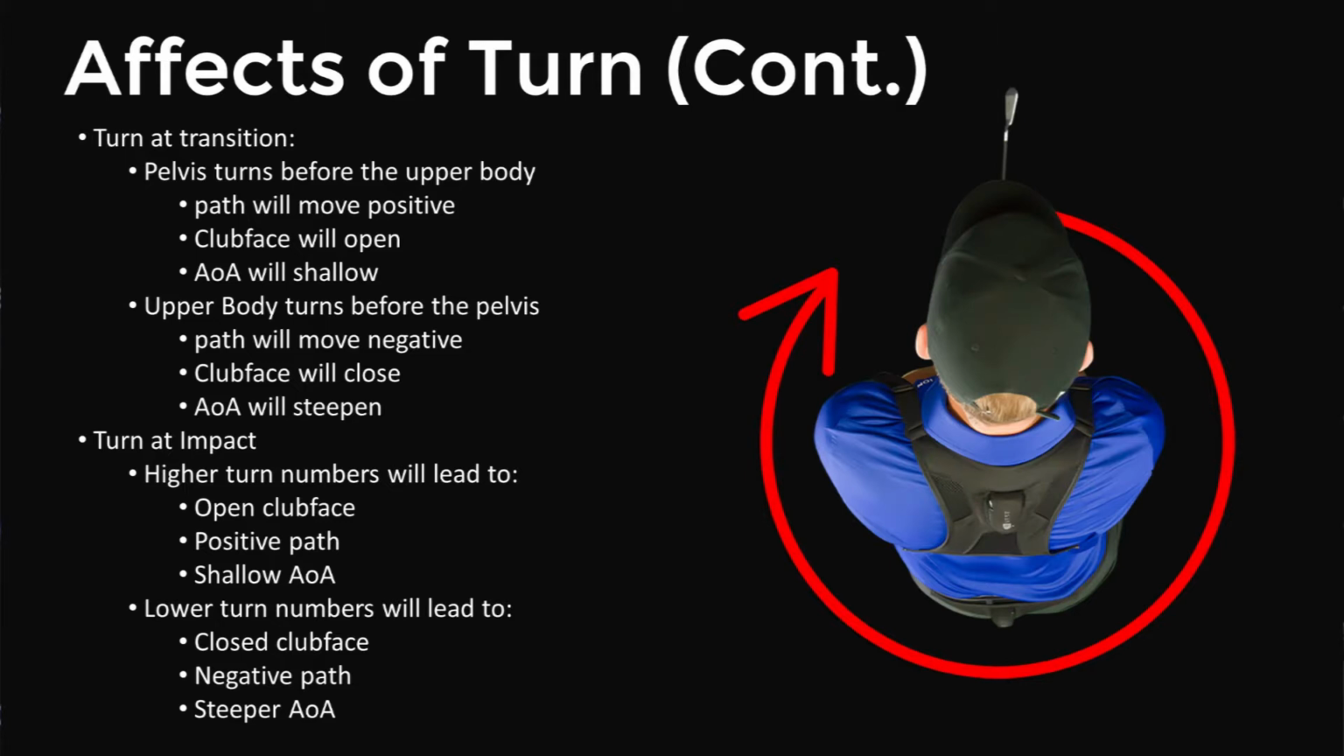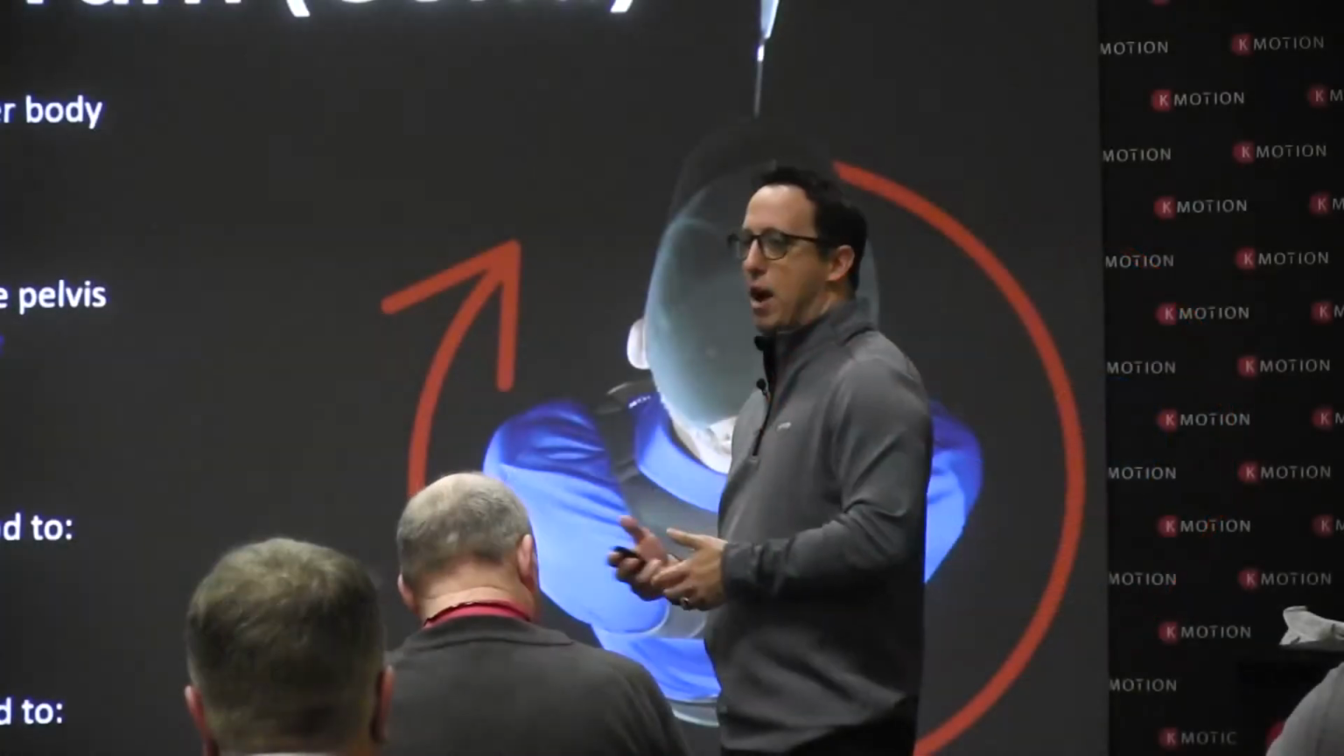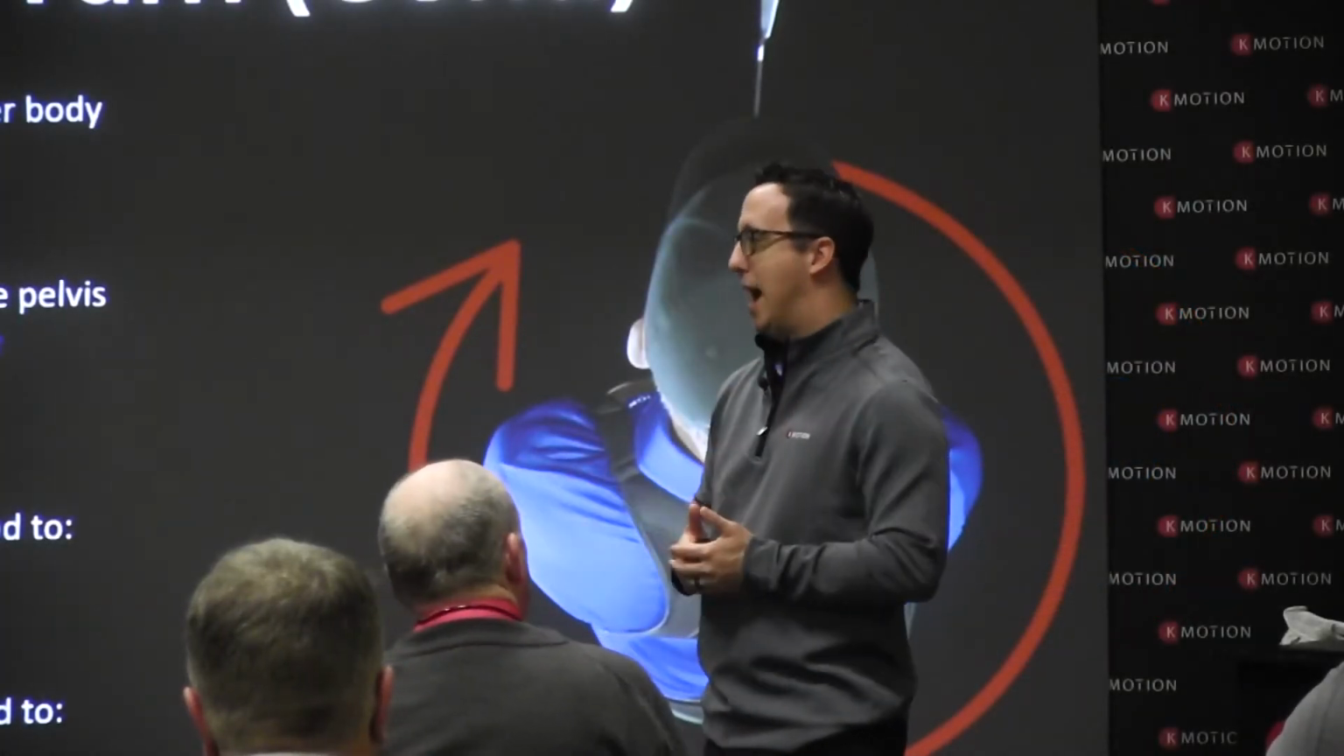Okay, so again, it's a timing thing, right? We know, as Jason mentioned, players have different shallows, have different steeps, right? But the timing of when you apply shallows and steeps becomes very critical in the golf swing, because if you have an upper body that turns before the pelvis, and let's say you have a severe over the top, and they start to get that negative path, closed club face, and especially the steep angle of attack, well, later on in the downswing, they're going to have to do something to counteract that, right?